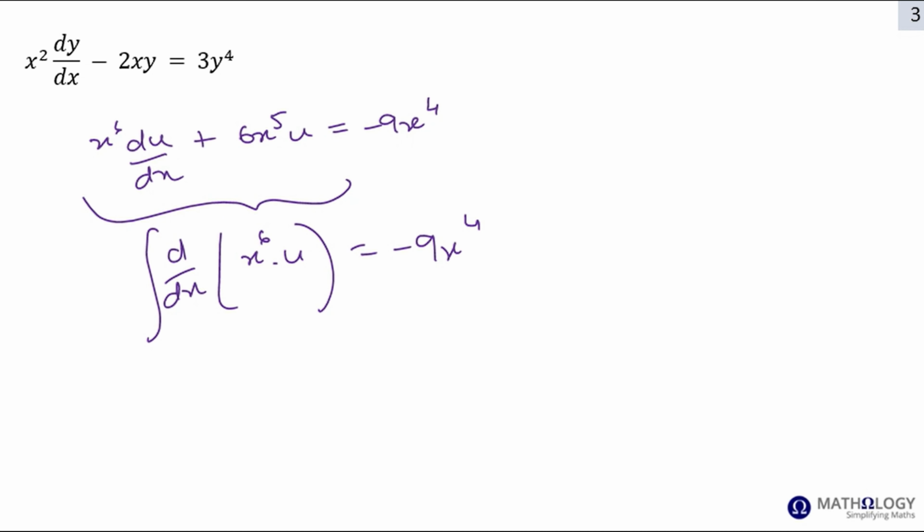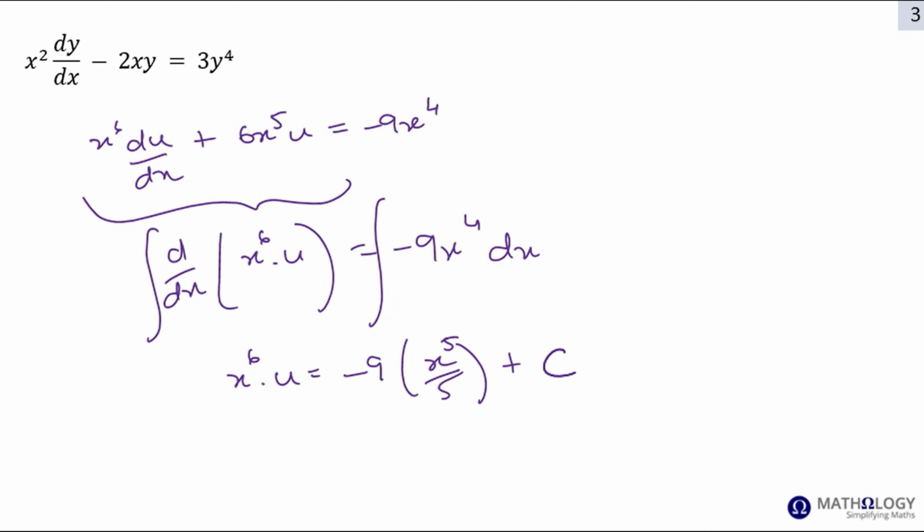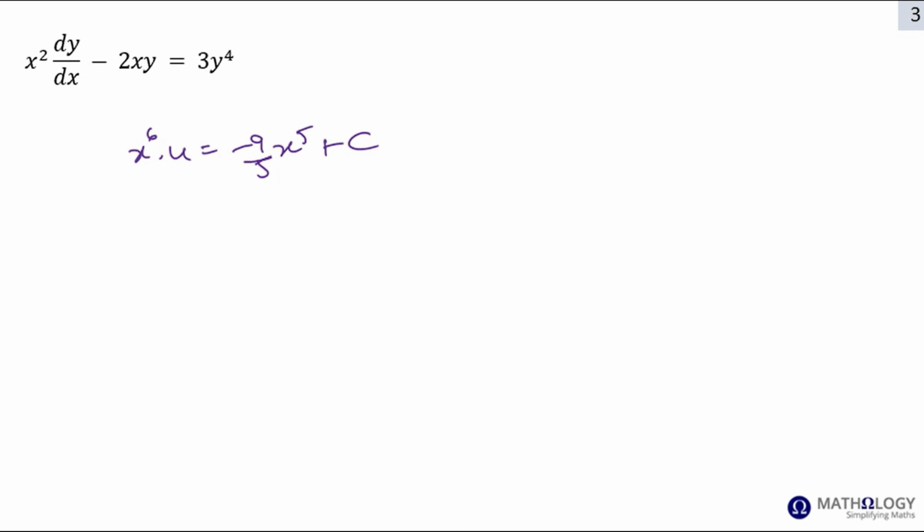Now I can integrate both sides with respect to x. So on the left we have x to the 6 times u equals minus 9 times the integral of x to the 4. And add 1 to 4, so we have x to the 5, and then we divide by 5, and then we add the integration constant. So x to the 6 times u equals minus 9 over 5 x to the 5 plus c. Then dividing through by x to the 6 gives us u equals minus 9 over 5 x to the minus 1 plus c x to the minus 6.